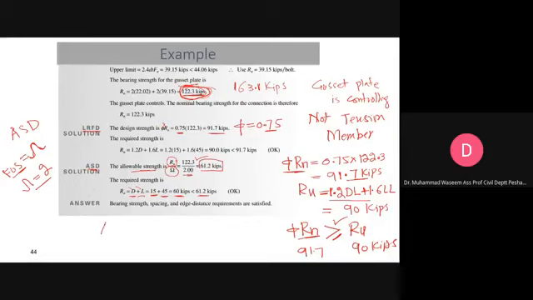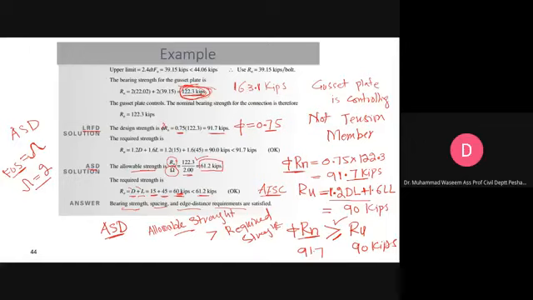In the case of ASD, allowable strength should be greater than required strength. So allowable strength is 62.1 and this one is 60. So this is okay. The bearing strength of this connection, spacing requirement, and edge distance requirement are satisfied according to AISC recommendation.